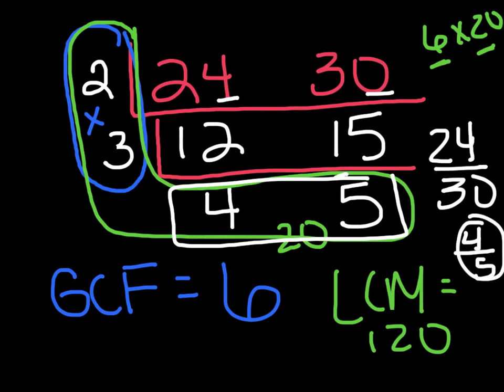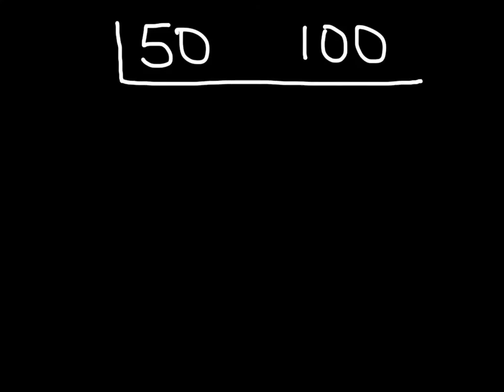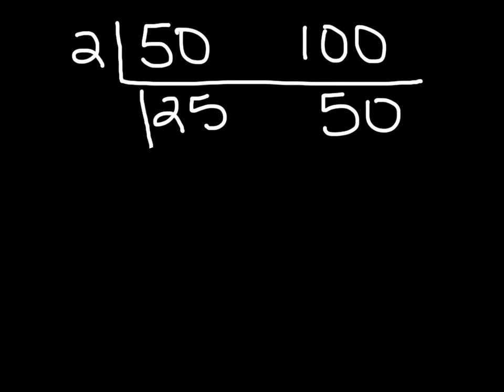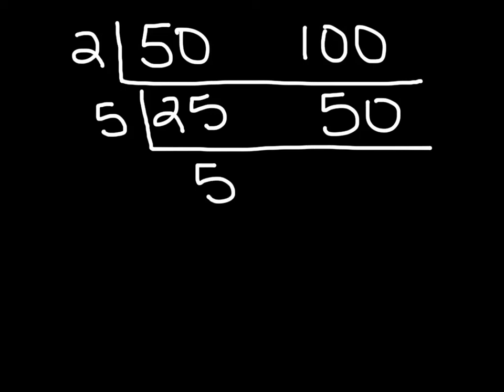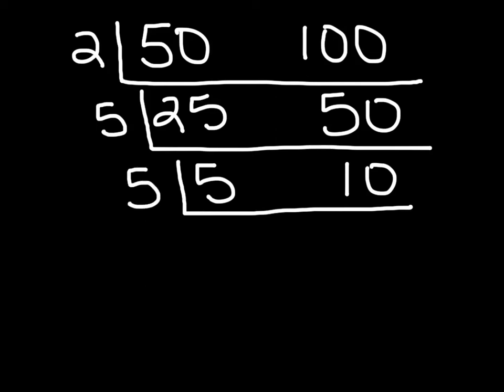All right, let's do one more. Cake method for the numbers 50 and 100. Put those numbers next to each other. You can divide both of those by 2. 50 divided by 2 is 25, and 100 divided by 2 is 50. You have numbers that end in 5 and 0, so you know that you can divide them by 5. 25 divided by 5 is 5, and 50 divided by 5 is 10. I still have numbers that end in 5 and 0, so I'm going to divide by 5 again. 5 divided by 5 is 1, and 10 divided by 5 is 2. And that's it. That's as far as I can go.